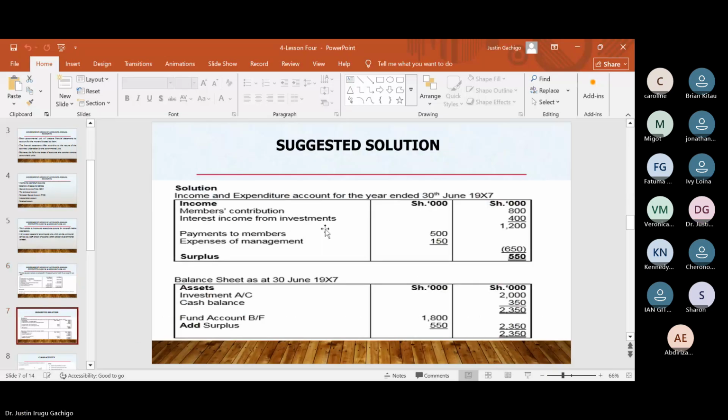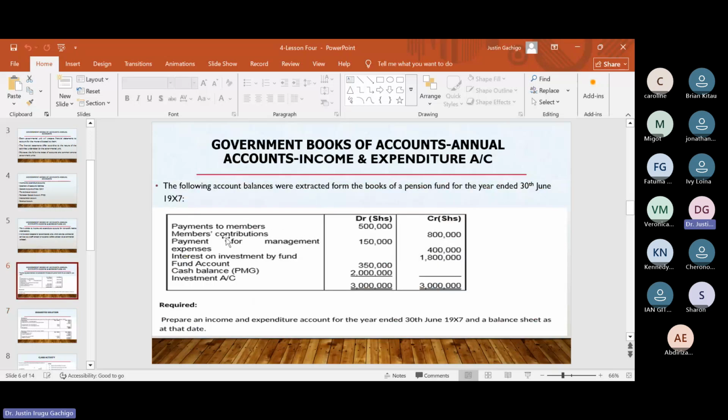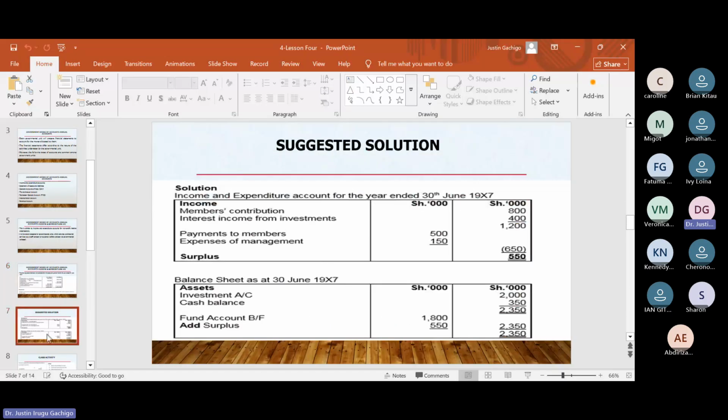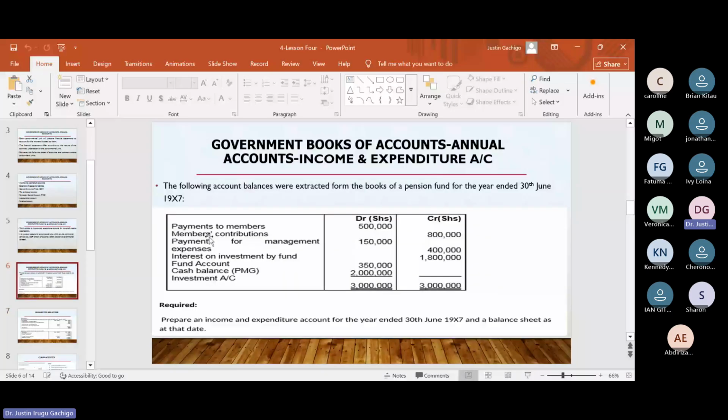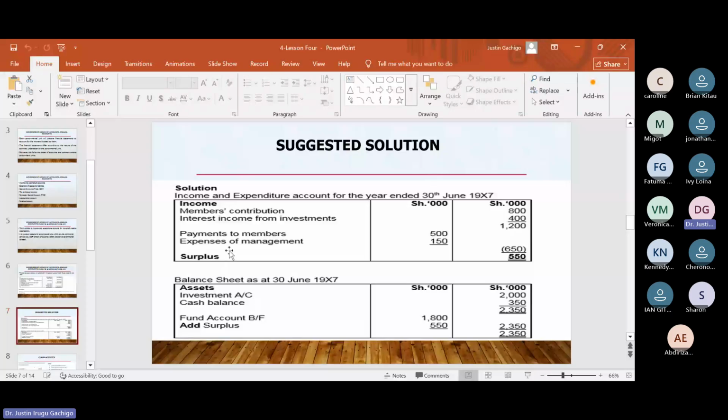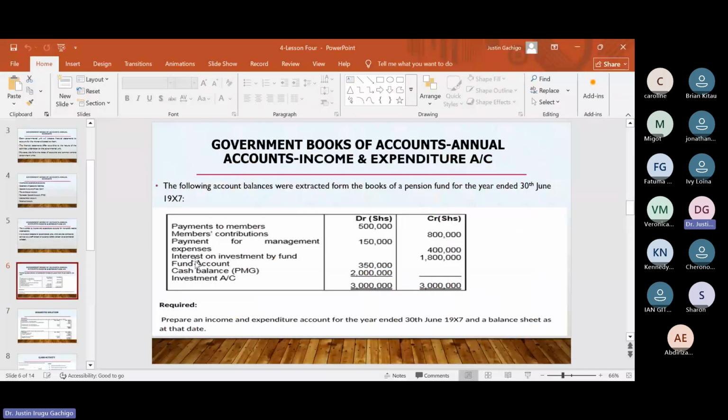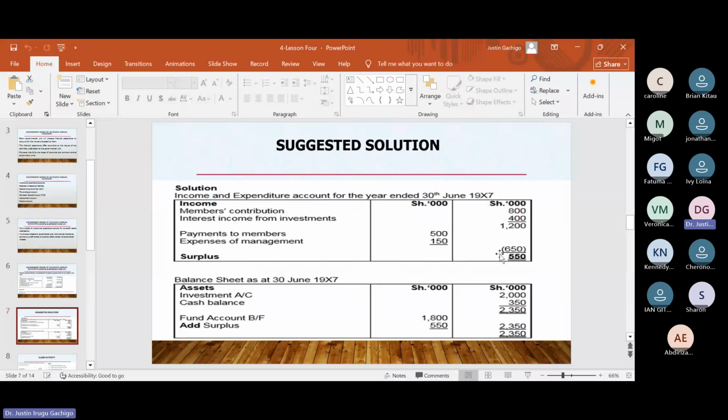Then there is no other income. If you look at this question, there is no other income, so the rest are expenses. So you can simply add up and get the total income. From the payment side, we have the payment to the members, 1 million. It is this one here, payment to the members. Then there were management expenses. The management expense was 150, and it is this one here, 150. Get the total.